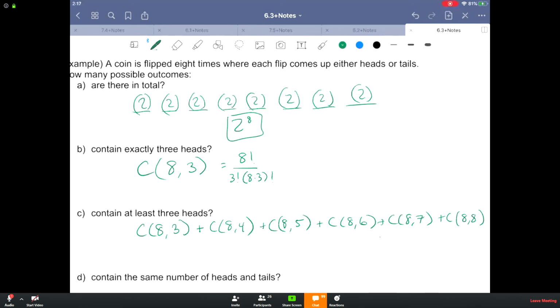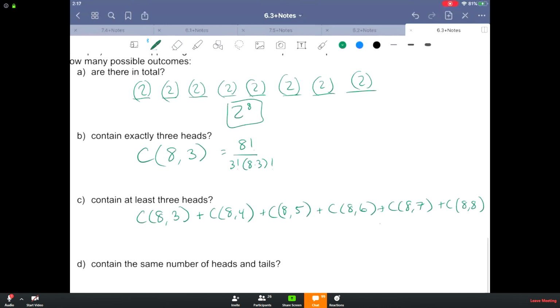All right, the last one, how many possible outcomes contain the same number of heads and tails? You have to have the same number of heads and tails, so how many of each do you have to have? 4, right? You can think about picking where you're going to put the 4 heads or where you're going to put the 4 tails. Yeah, exactly, Willie. You have 8 options, and you have to choose where 4 are going. So either you're picking the heads or the tails to be those 4.